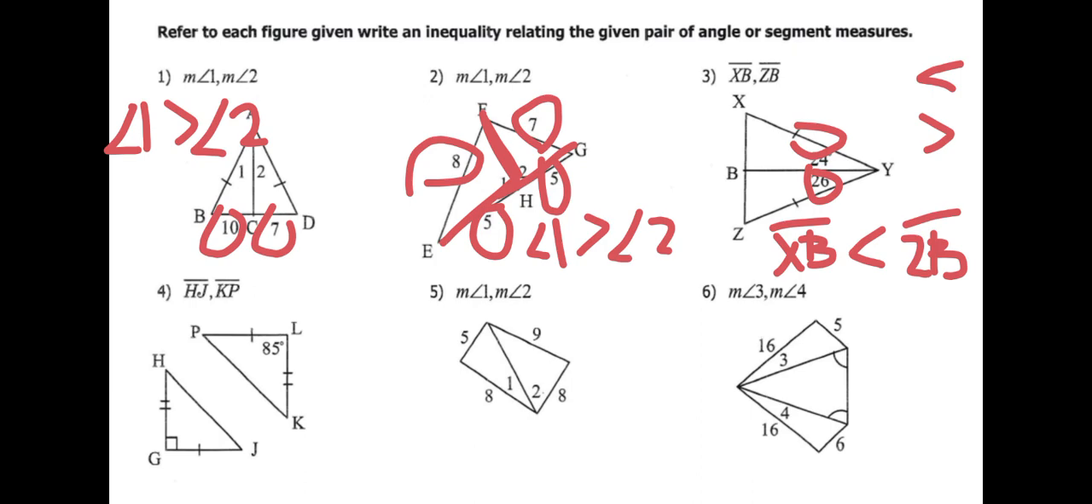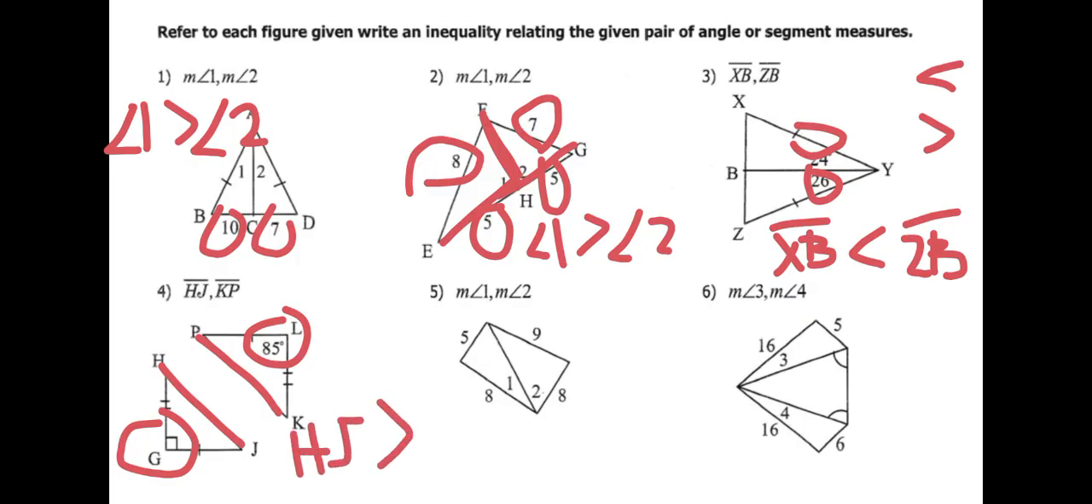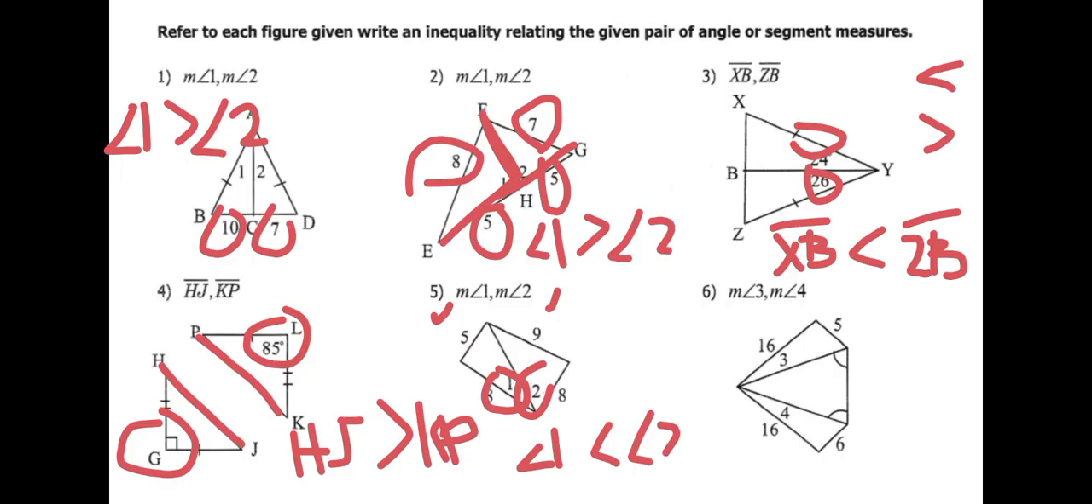HJ, where is HJ? This one. And KP, this one. The opposite of HJ is, so this one means it is a right angle, so therefore it measures 90 degrees, while the opposite of KP is only 85. So therefore, HJ is greater than KP. Okay? Number 5. The opposite of angle 1 is 5. The opposite of angle 2 is 9. So therefore, angle 1 is less than angle 2.